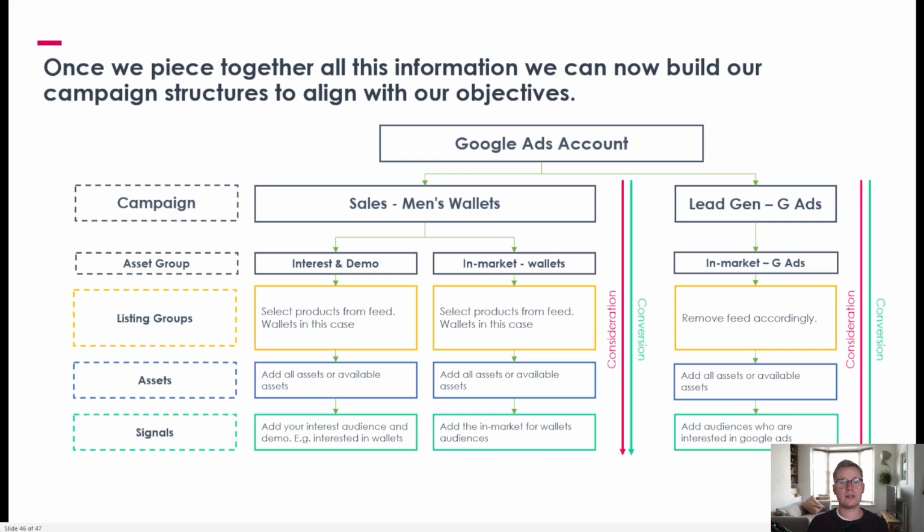Now I want to go into my listing group, my product feed, and I want to select wallets only because this is for a wallet campaign. And likewise for the in-market asset group, I want to select wallets only in my product feed as well. Then I want to have my assets for each. I think with the assets, you can probably keep them fairly generic. Bundle all your assets in, your videos, headlines, etc., into each asset group as well. Then after that, you're going to add your signals. So for the interest and demographic asset group, I want to add an interest audience or a demographic audience only as my signals. And for my in-market asset group, I want to add an in-market for wallets audience as my primary signal.